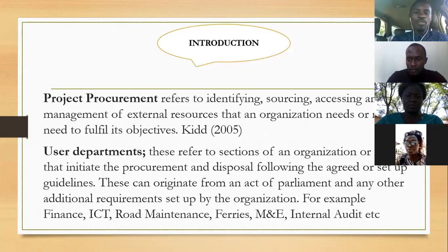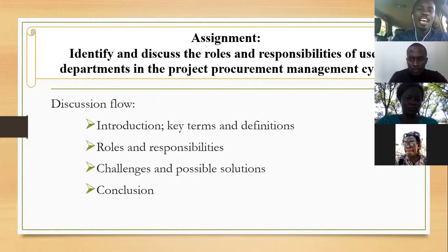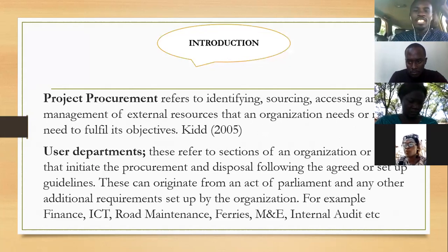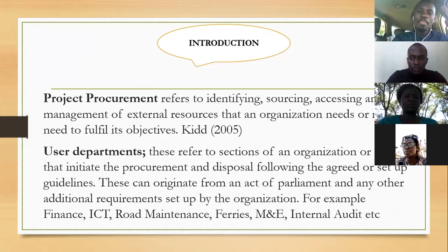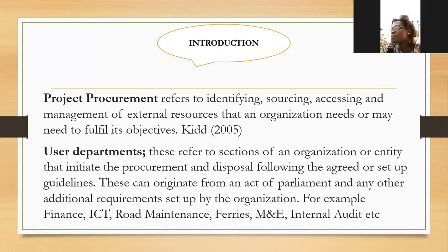Before you is the flow of our discussion and the task before us, which is identify and discuss the roles of user departments in the project procurement management cycle. I'll start by giving definitions to the subject, which is project procurement. Project procurement refers to identifying, sourcing, accessing, and management of external resources that an organization needs or may need to fulfill its objective. This is an adopted definition from KID 2005.